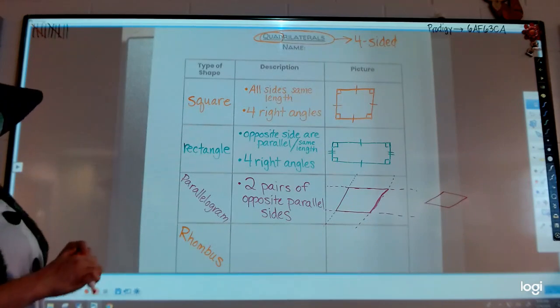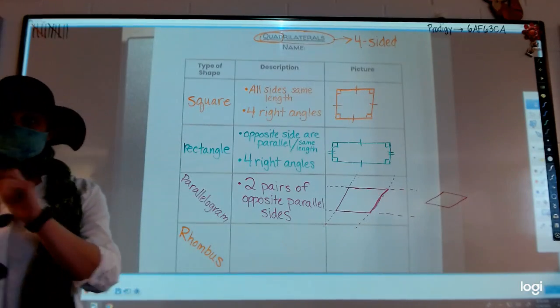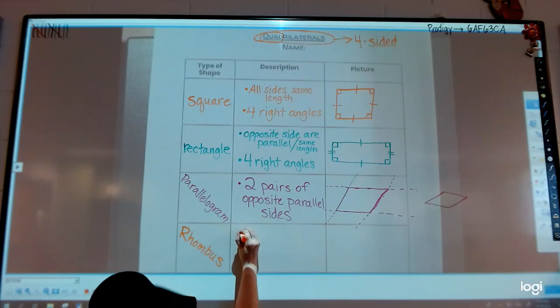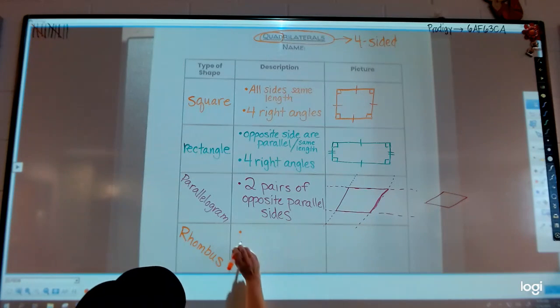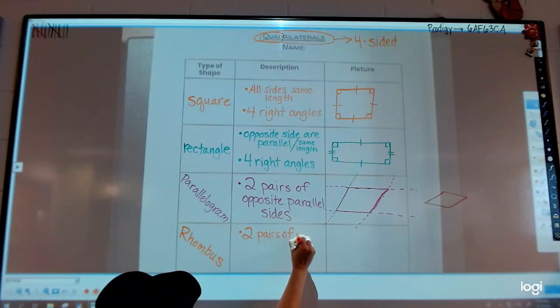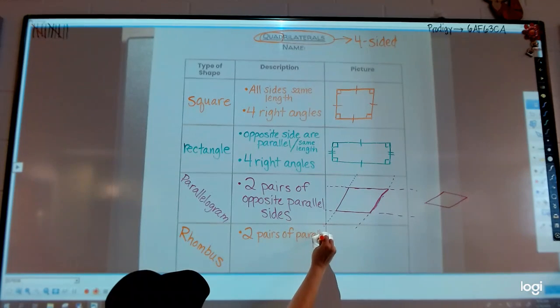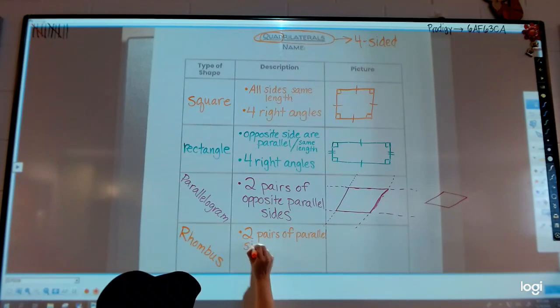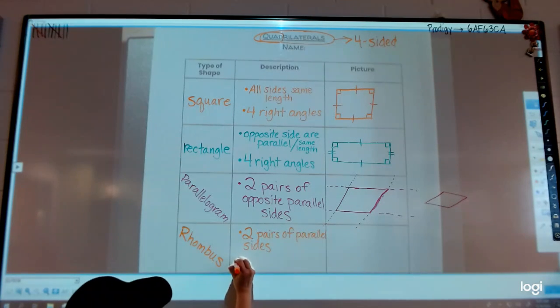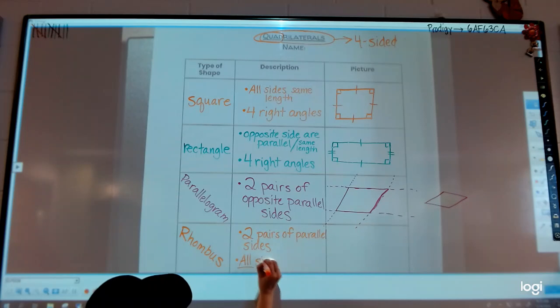Now, a rhombus is similar to a parallelogram, but it has more rules, okay? We have 2 rules for a rhombus. First rule, 2 pairs of parallel sides, okay, just like the other one. Okay, so far that sounds like a parallelogram, right? But there's a second condition. All sides are the same length.